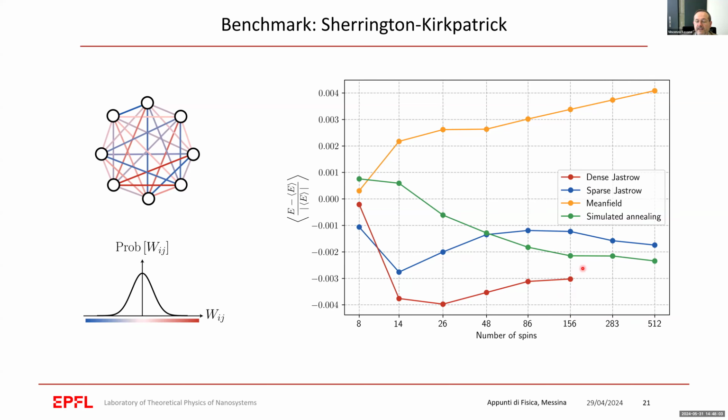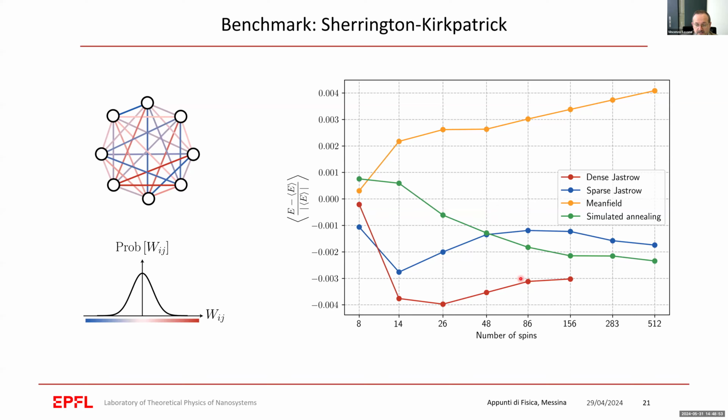In this case, as you can see, we are plotting the difference between the energy of each optimization and the average energy on all instances. And you can see that the dense Jastrow, so our algorithm, performs better. Here, lower is better. But you can see that it starts competing with simulated annealing, which is much more efficient to run. It's much faster. And also with the sparse Jastrow. They all start competing here, whereas the mean field approach gives you quite bad results.